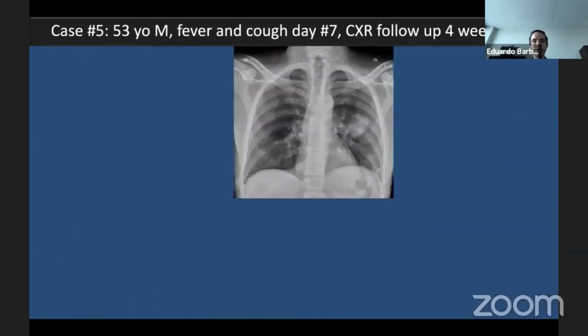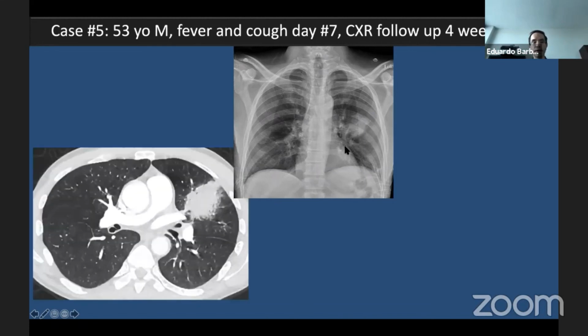So that's the last case I'm going to show you, just to show you a pattern that's not likely to be COVID-19, even though it's an acute airspace disease. This patient came with a chest radiograph, done on day number 7 after the onset of cough and fever. There is a dense airspace opacity, a consolidation in the left mid-lung. And you see that on CT, it's a left upper lobe consolidation, it's focal. Focal consolidations are not likely to be related to COVID-19.